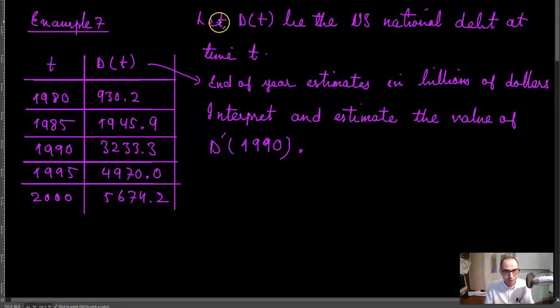Okay, so we have t, which is 1980, 1985, 1990, all the way up to 2000. This is year 1980 and so on and so forth. And this is d of t, which is the U.S. national debt at time t. Meaning that at the end of the year 1980, for example, the U.S. national debt was 930.2 in billions of dollars. At the end of the year 1985, it was 1945.9 billions of dollars, and so on and so forth.